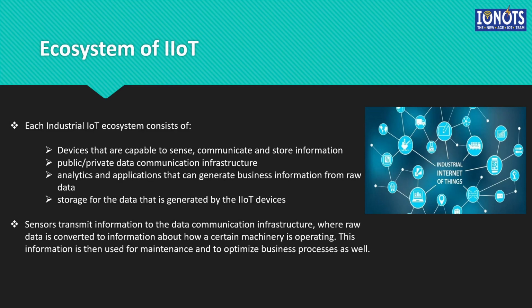Now, these devices and intelligent sensors transmit information directly to the data communication infrastructure, where this raw data is converted into information about a certain machinery and how it is operating. This information is then used for predictive maintenance and to optimize business processes as well.